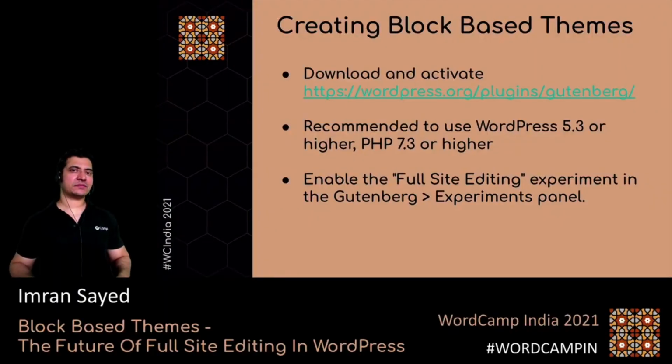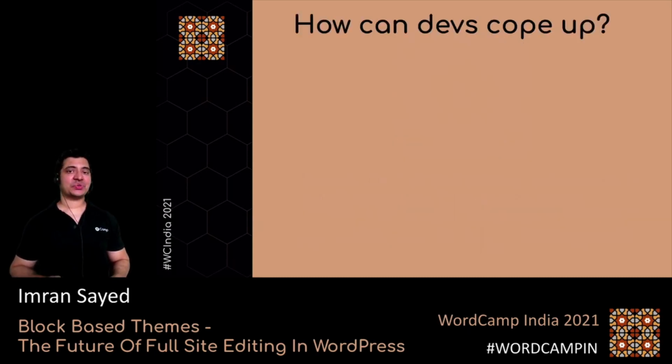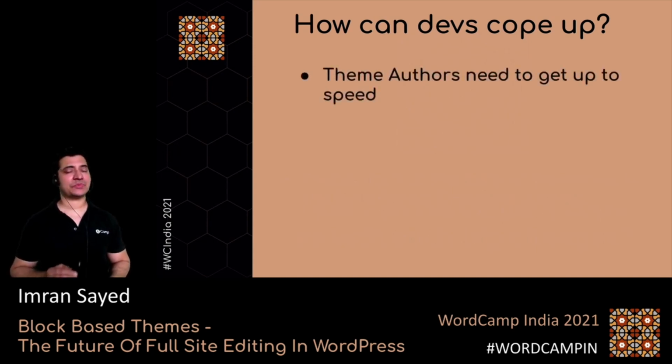Now at this point, you might think that there are so many changes that are coming, right, in full site editing. So how can developers cope up with such big changes? Well, there are a few things here that are important to note and consider. Now, the big phase 2 changes this year means that theme authors will need to get up to speed. Traditional WordPress themes will still be necessary for a while. However, any theme author who's not currently tinkering with the block-based theme is already months behind.